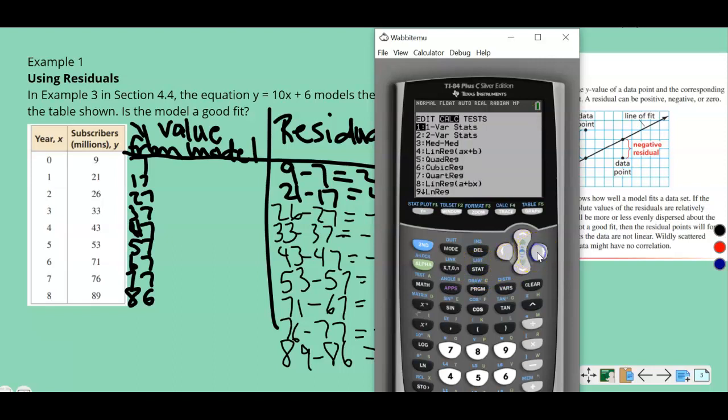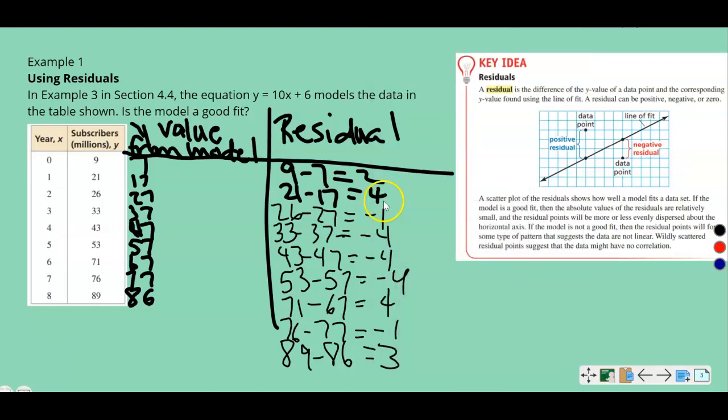Also, if you hit Calculate again, this shows you that the R is very close to 1. 0.99 is about as close to 1 as you can get without being exact correlation. So this model is a good fit. But if you want to find the residual, this is how you find the residual. You take the difference from the Y value in the table, from the Y values from the model, and all you do is subtract to get that residual.